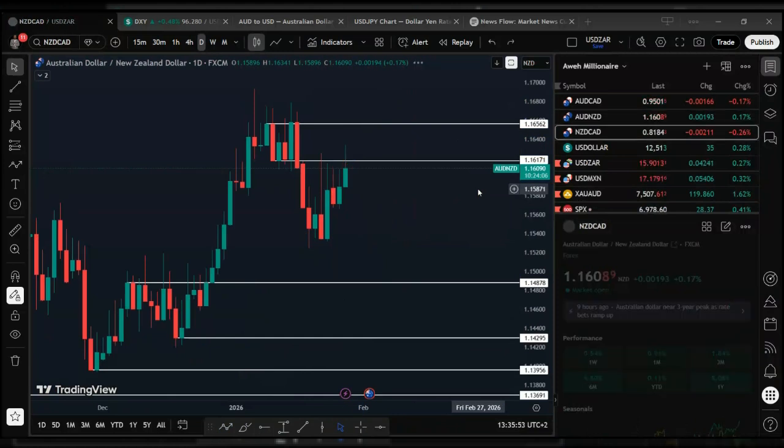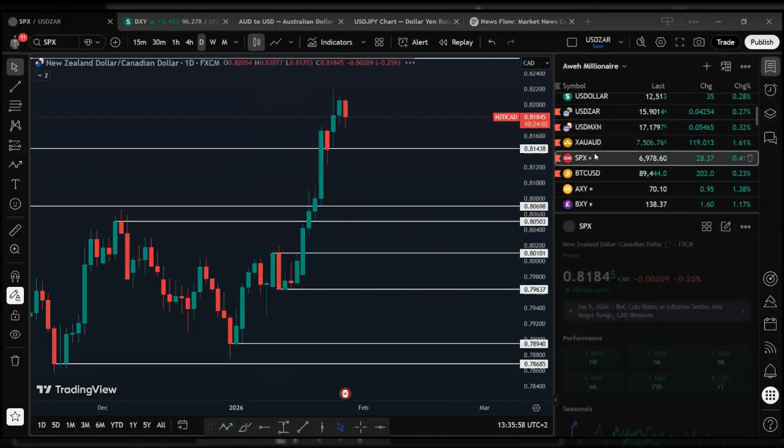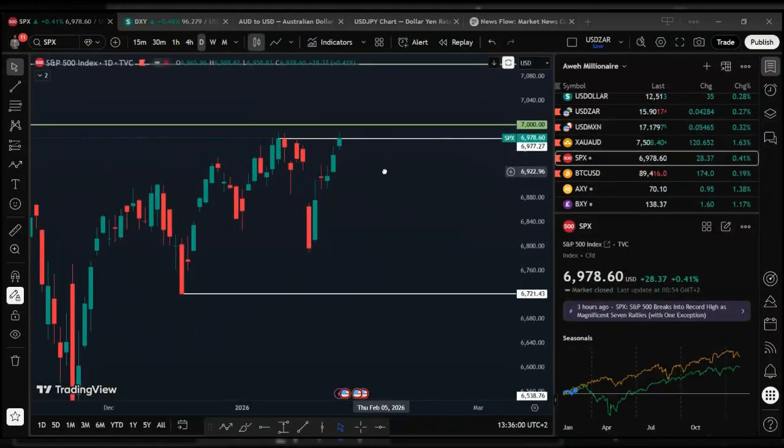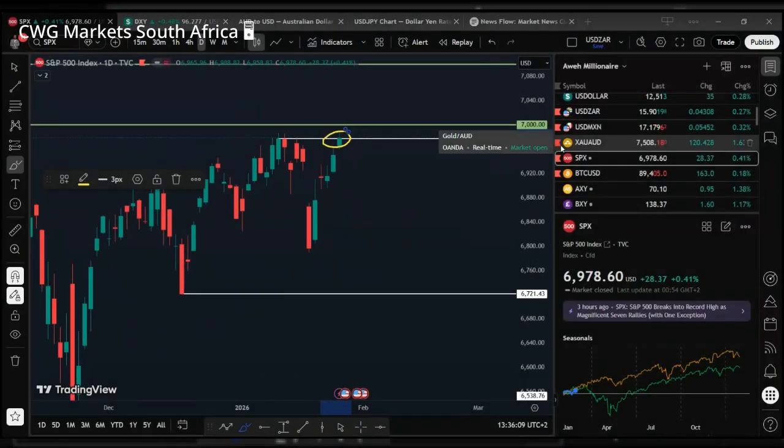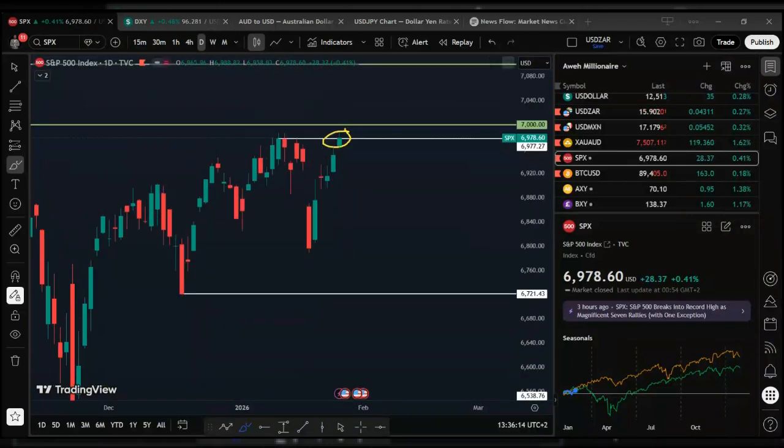Okay, and then next up, we'll have a look here at S&P 500. So S&P 500 currently testing our major resistance level at the 6,977, where a bounce off this level could see a pullback in this upward momentum, or a potential start of a trend reversal to the downside, where the next major support is sitting at the 6,721 support level.